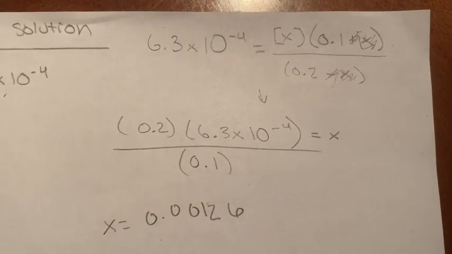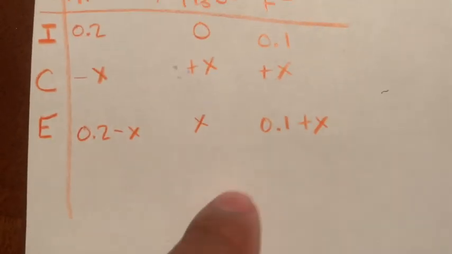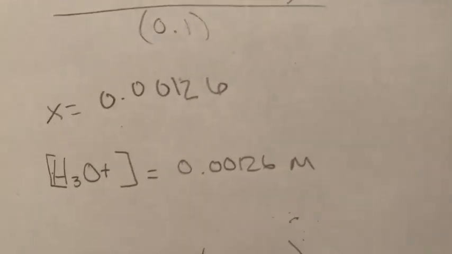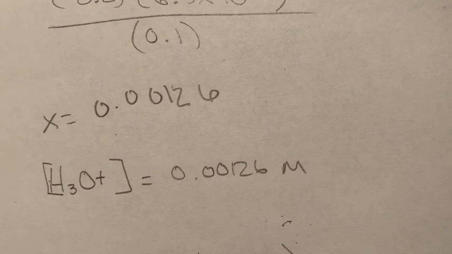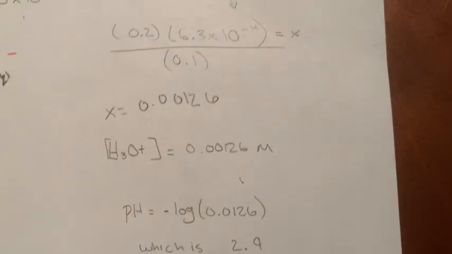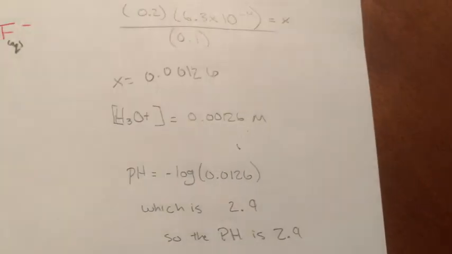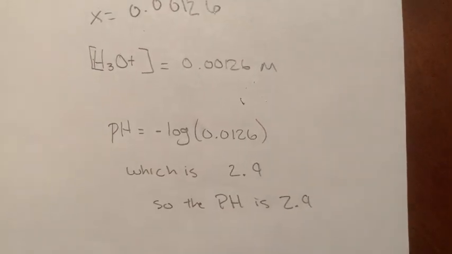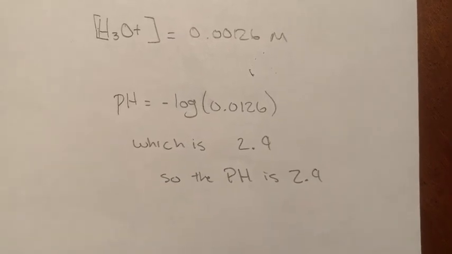We were looking for X, and the only one that was X here is H3O+. So our H3O+ is equal to 0.00126. Now we can find the pH by taking the negative log of that number, and that gives us 2.9. So the pH of this buffer solution is 2.9.